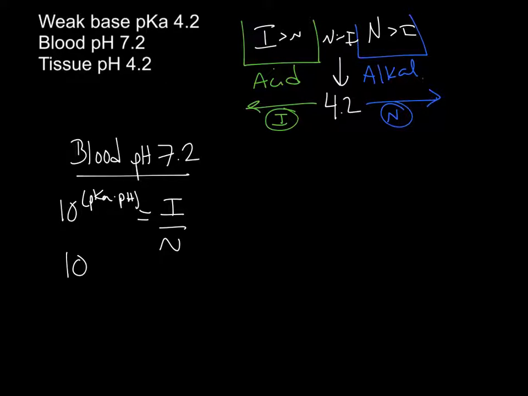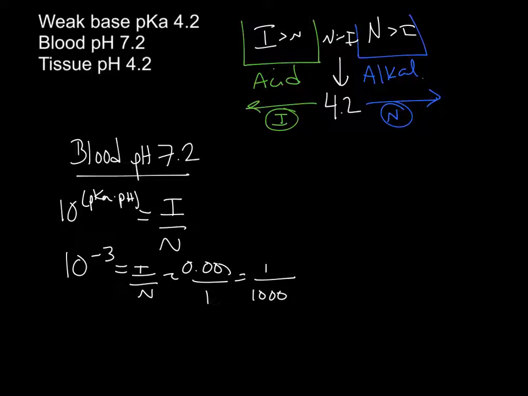So we have our pKa 4.2 minus our pH 7.2. It's going to give us a 10 to the minus 3 is I over N. And again, if you do this calculator way, you have 0.001 over 1, or you may be used to doing 1 over 1,000. Either way, again, remember that now the numerator is I.